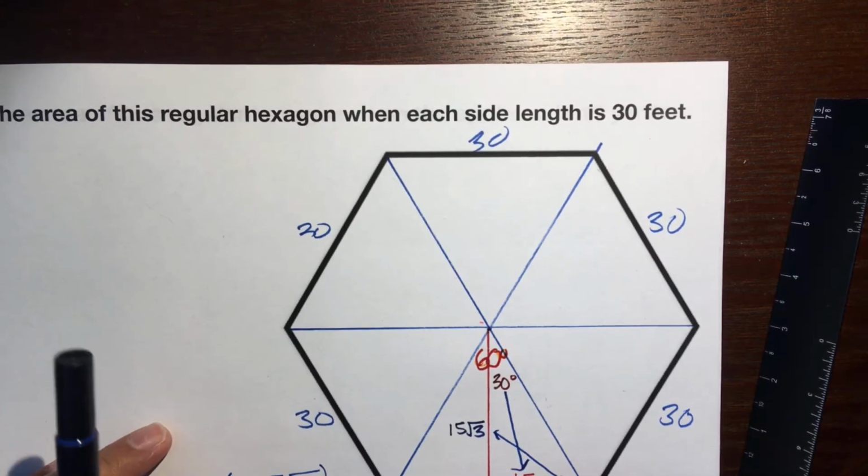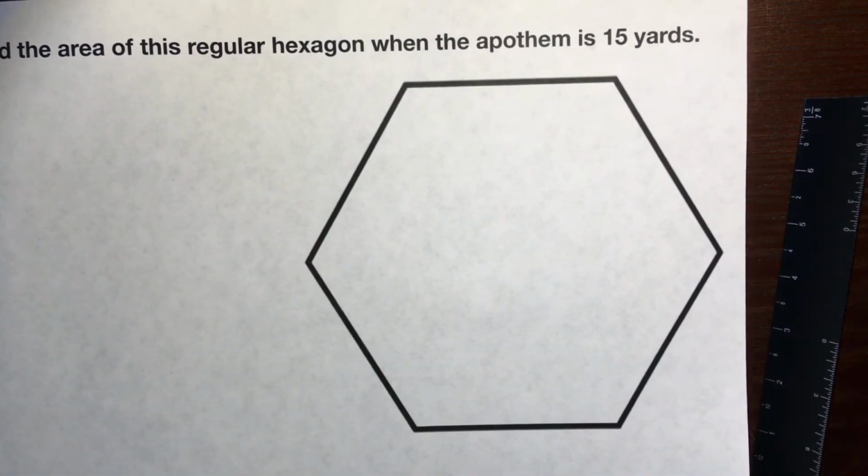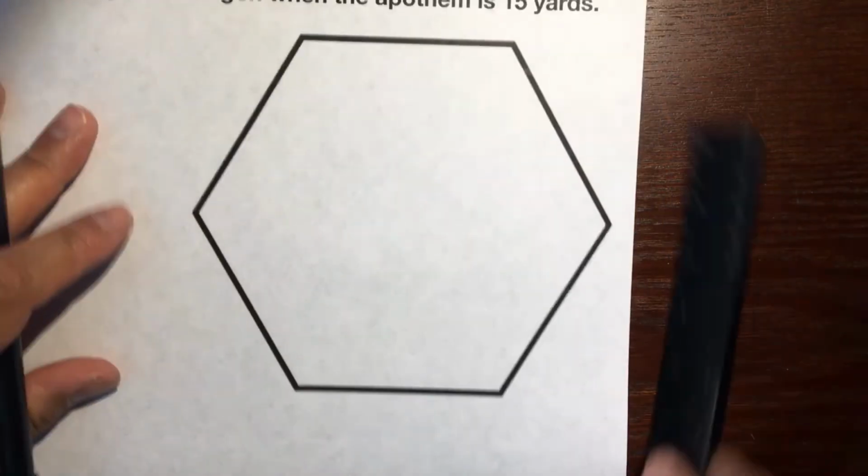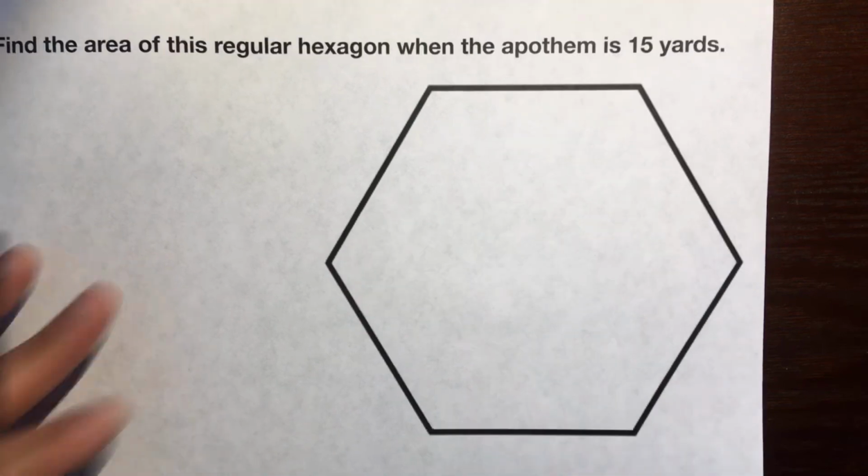All right, one more example. Press pause and try this on your own. Okay, so find the area of this regular hexagon when the apothem... Wait a minute. Okay, so what does apothem even mean? So the apothem is just a different measurement. But it's all the same steps.